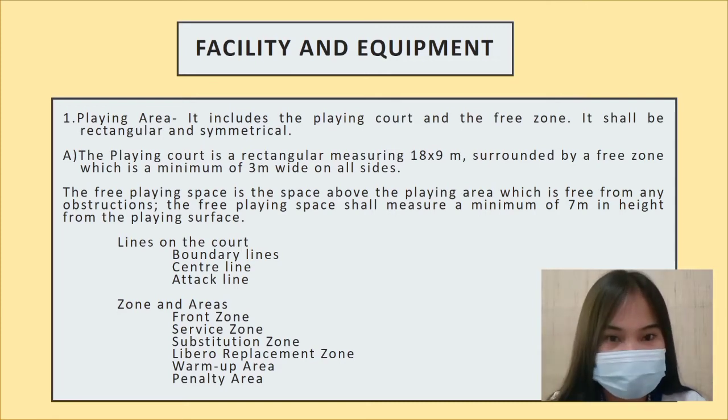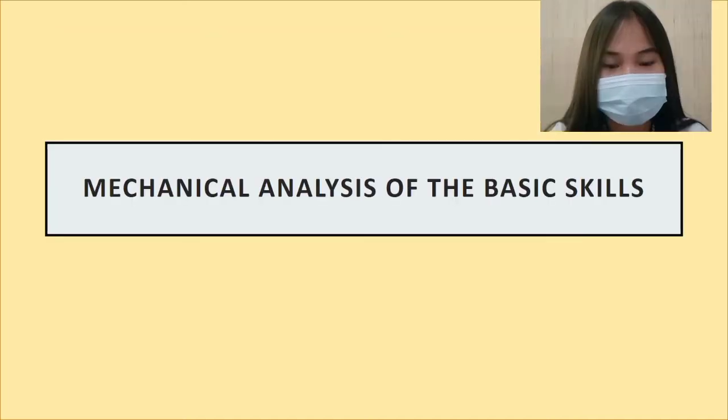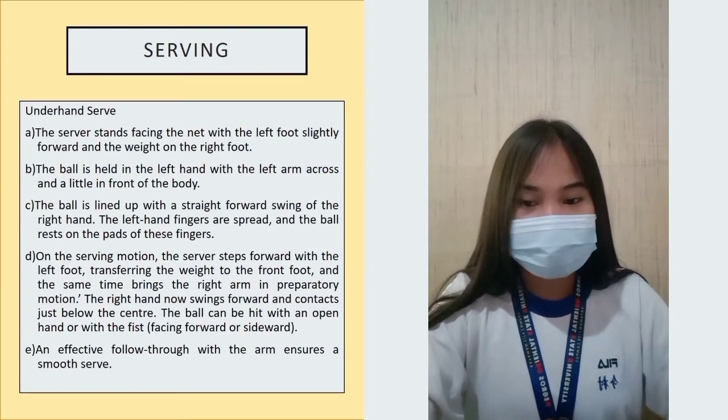We also have the lines on the court, which are the boundary lines, center line, and attack lines. We have the zones and areas: the front zone, the service zone, the substitution zone, the libero replacement zone, the warm-up area of course, and the penalty area. We also have the net, posts, and of course the balls. Now, let us discuss the mechanical analysis of the basic skills. First, we have the serving.